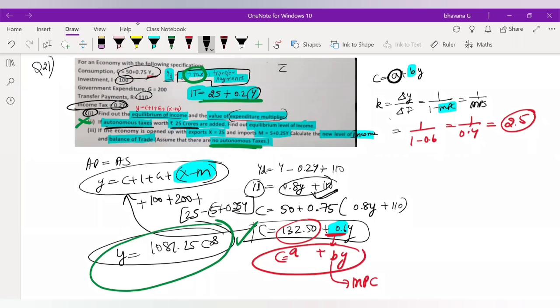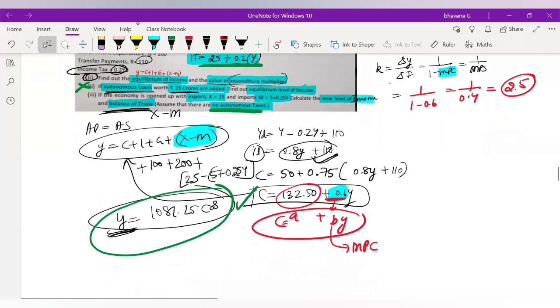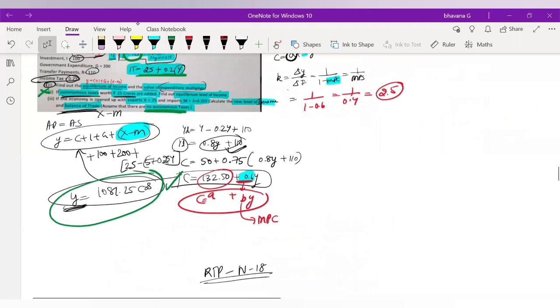If you do this and solve for Y, whatever you get as your answer is going to be the new level of income. And then finally they ask you what is the balance of trade. Balance of trade is nothing but exports minus imports. Okay, I'll just solve this and show you. The third one we'll solve quickly.